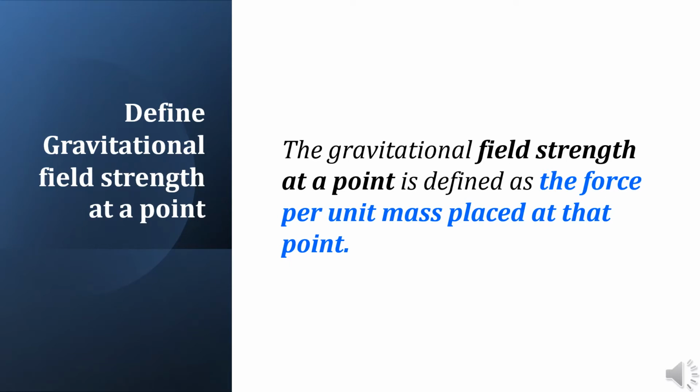Define gravitational field strength at a point. The gravitational field strength at a point is defined as the force per unit mass placed at that point.